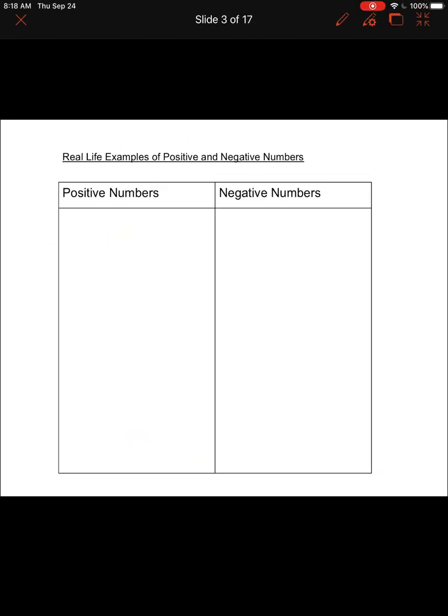Real life examples of positive and negative numbers. So in terms of like temperature, anything above 0 is positive. Anything below 0 is negative. Okay? If you gain anything, money, cookies, anything that is given to you, that is a positive. A loss, so anything that is lost is a negative.